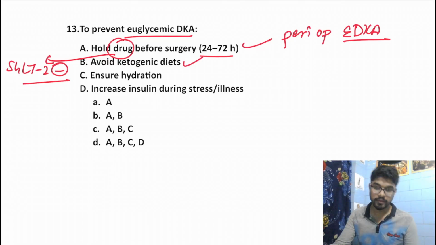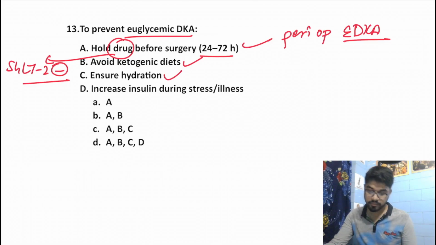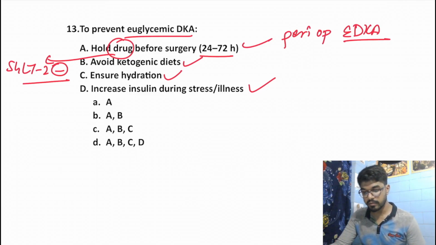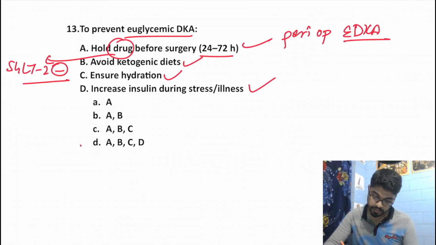Avoid ketogenic diets. Yes, of course. Ensure hydration, of course, because dehydration is one of the precipitating factors for DKA. And increase insulin during stress or illness, of course, because in stress you require an increased amount of insulin, so a relative deficiency of insulin might trigger euglycemic DKA. So all of the following are correct, so the answer should be D.